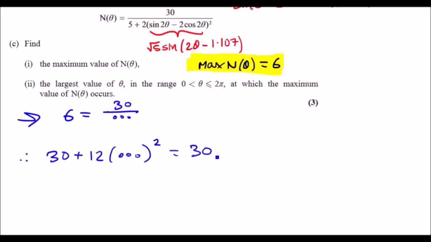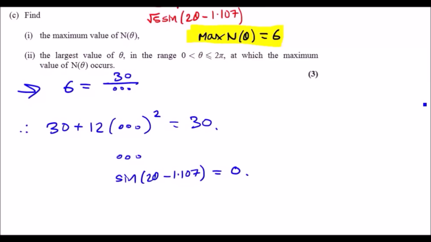So subtract 30 across is 0. Divide by 12 is still 0. Square root is still 0. So you're left with the dots, which is the sine term, which is sine of 2 theta minus 1.107 equal to 0. Okay, so that's when you subtract 30 and so on. And then sine inverse that. Sine inverse 0, I know for sure is 0 degrees. So 2 theta minus 1.107 equals 0, well, radians.